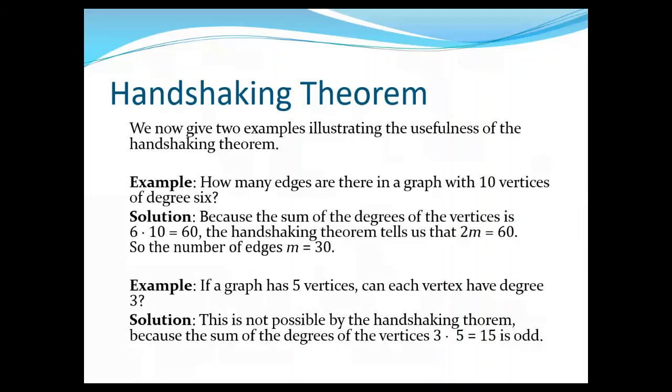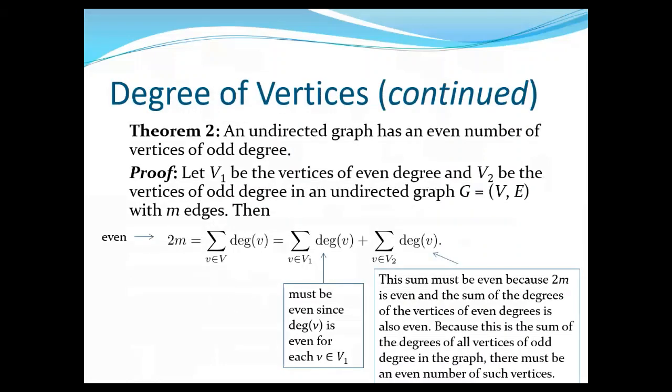Now let's have theorem number 2. An undirected graph has an even number of vertices of odd degree. Using handshaking, we could show this, since anything multiplied by an even number yields an even number. The product is an even number. So for example, we have 4 vertices, and we have 3 degrees.